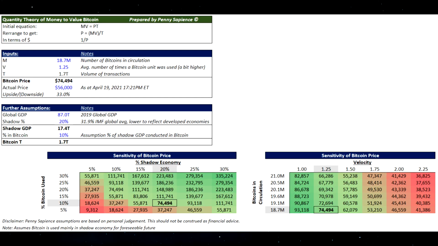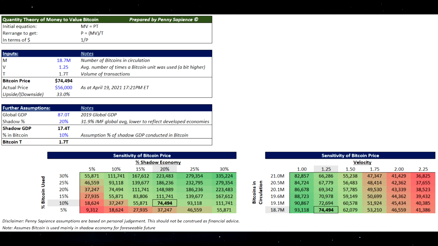Piecing all that together gives a Bitcoin price of around $74,000. I also built a sensitivity table surrounding the percentage shadow economy and percentage Bitcoin used. Assuming the same 20% shadow economy and an increase in Bitcoin usage to 20% leads us to a Bitcoin price of around $148,000.